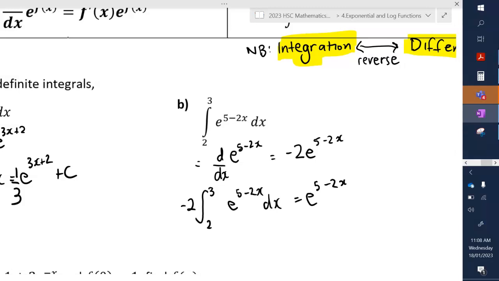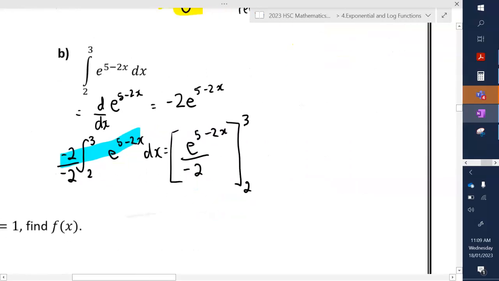Now, what have we got? We know that, and I'll just get a highlighter for us again, when we integrate -2 times e to the 5 minus 2x, I get this side here. But I only want e to the 5 minus 2x. So what am I out by? I'm out by a factor of -2. So I need to divide by -2 to get my solution. And what I also need to do is pop that in square brackets between 3 and 2, and then I need to substitute in to get my solution.